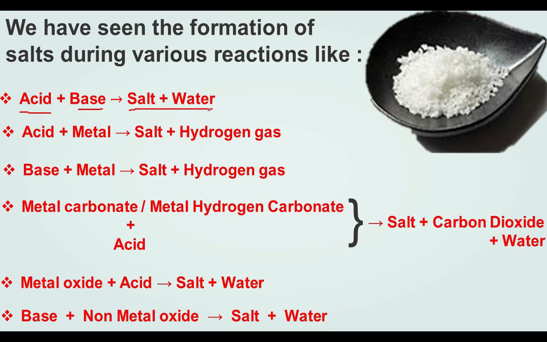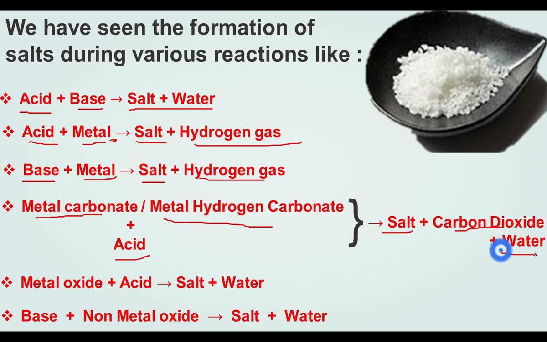But other than these, we had noticed that in other reactions also salt has been produced. Like if we react acid and metal, then salt and hydrogen gas is produced. If we react base and metal, then also salt and hydrogen gas is produced. If we react metal carbonate or metal hydrogen carbonate with acids, then salt, carbon dioxide and water are produced. If we react metal oxide and acid, then salt and water are produced. If we react base and non-metal oxide, then also salt and water are produced. So salt is formed during various reactions.